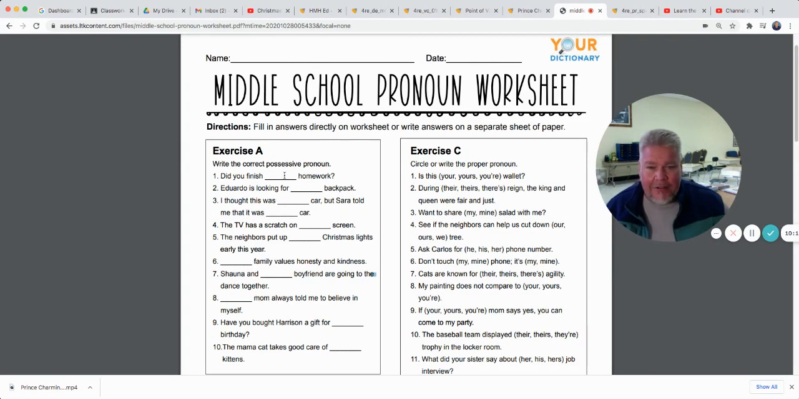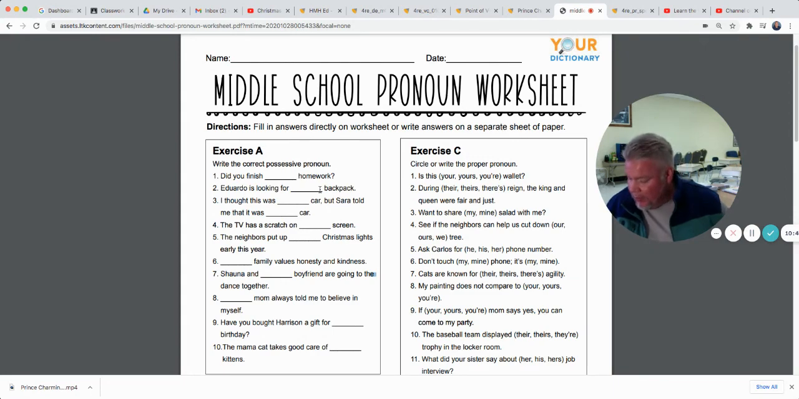That's something that belongs to you. Eduardo is looking for, he'd be looking for his backpack, right? So his is a possessive pronoun. So we're changing from he and him to his, her, yours, mine. Okay? So you're going to have some possessive pronouns to choose from today in your assignment.